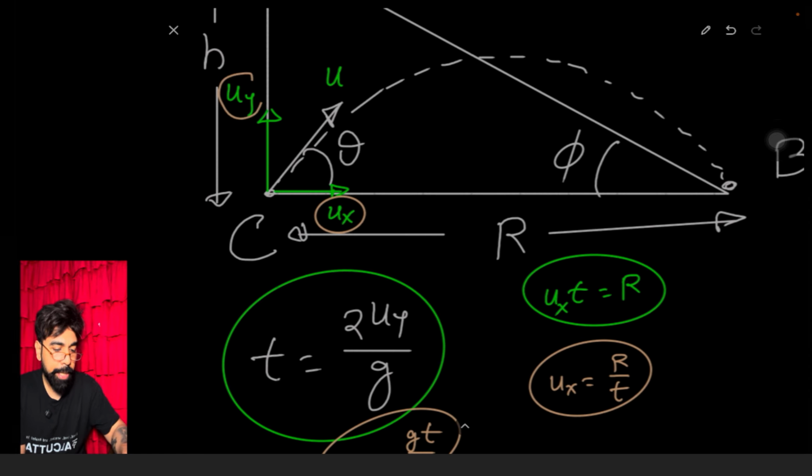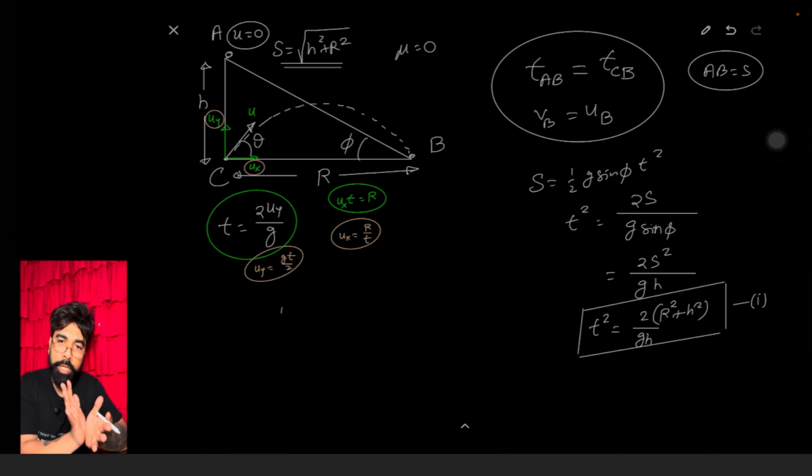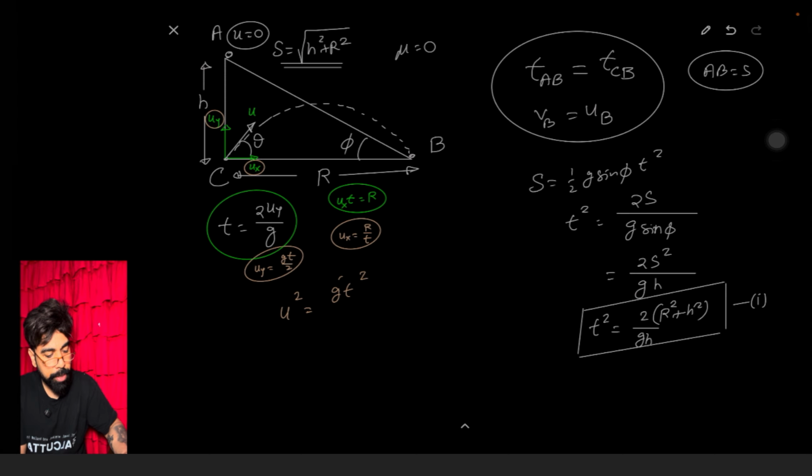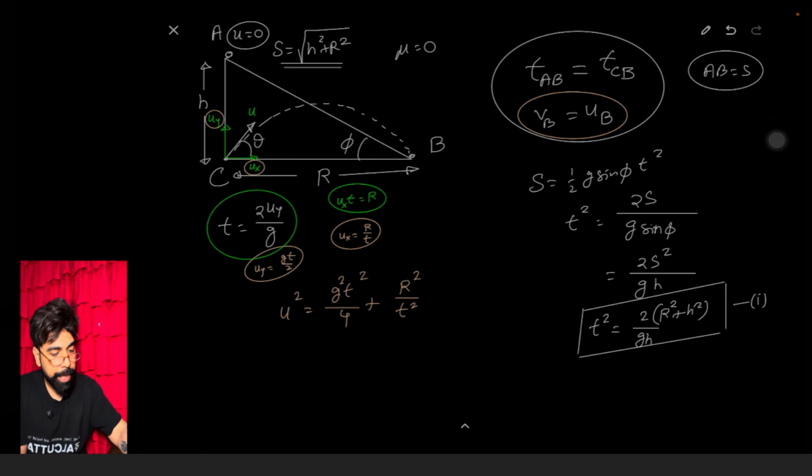So, what I can see here is that ux square plus uy square will be how much? It is u square, because the resultant of ux and uy is u. So, u square is equal to ux square, which is g square t square by 4, plus r square by t square. Now, because it is given this condition, the second condition, that the particle's velocity and the projectile's velocities are same.